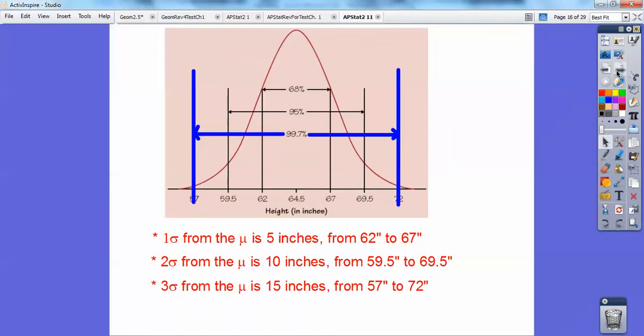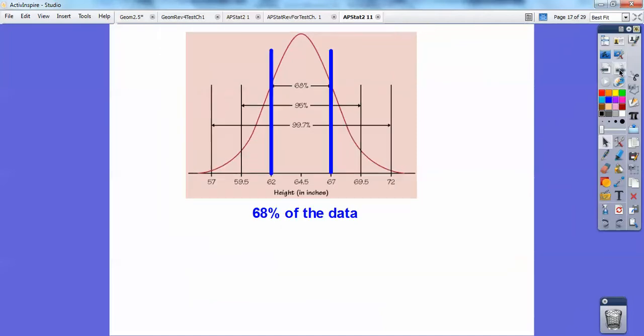Okay, within 3 standard deviations. I just subtracted 2.5 here, here, here, got me down to 57, and then added 2.5 here, here, here, and that got me up to 72. So between 57 inches and 72 inches is 99.7% of the data. All right.